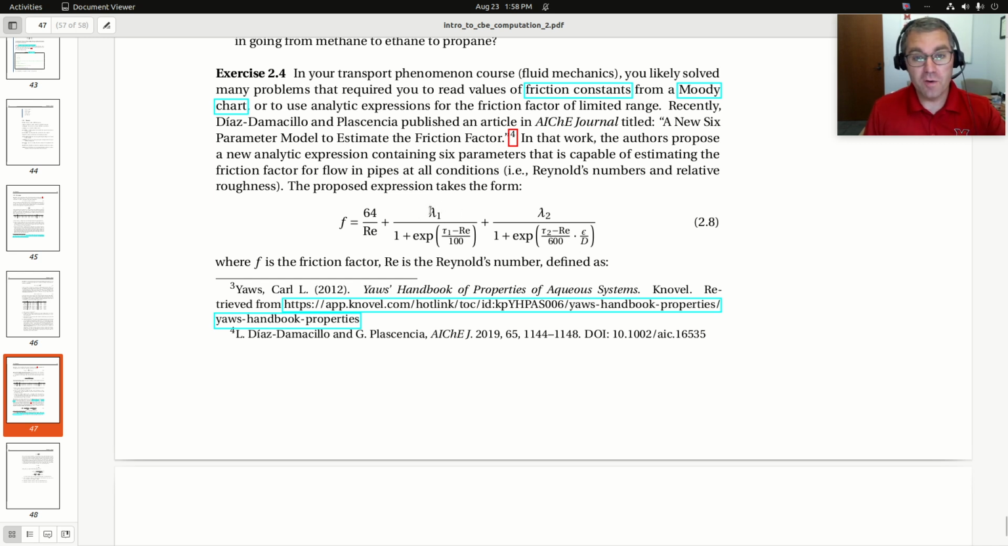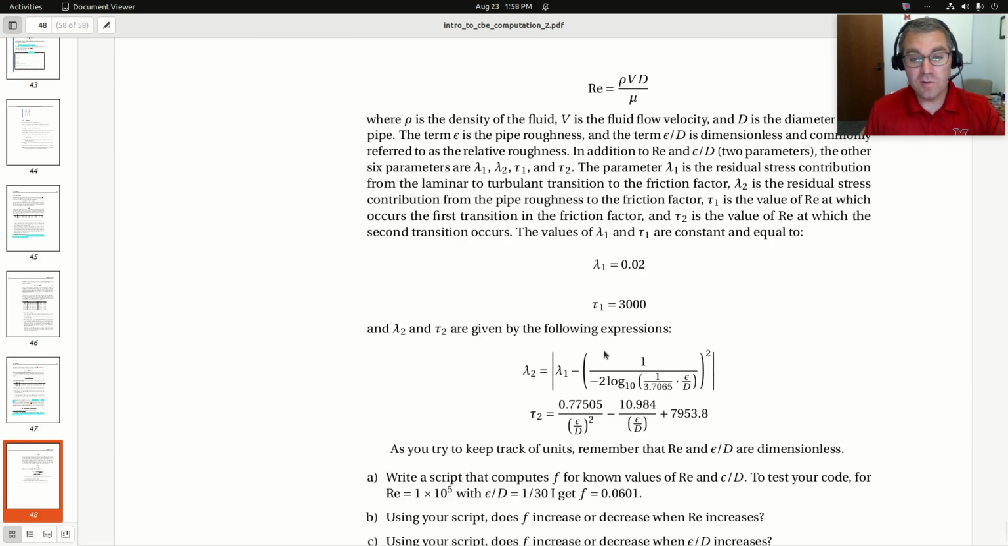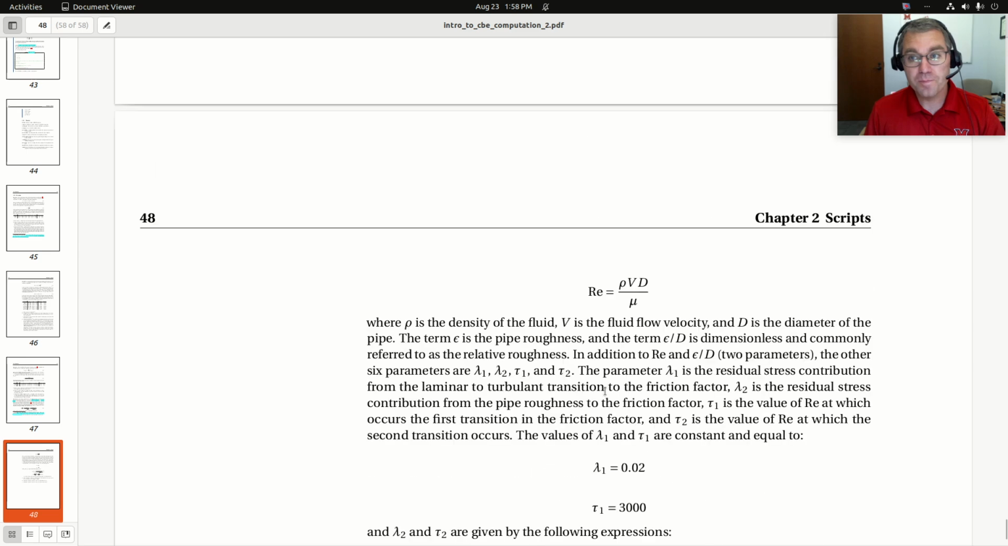We also have what appear to be 4 other variables, but they're really just parameters. We have lambda 1, lambda 2, tau 1, and tau 2. But lambda 1 and tau 1, they're just constants. And then lambda 2 and tau 2 are just functions of my relative roughness.